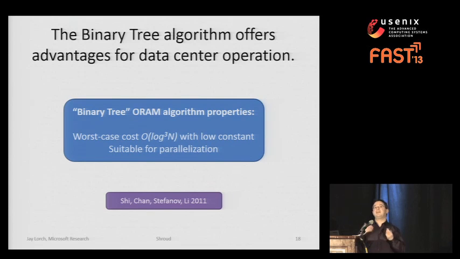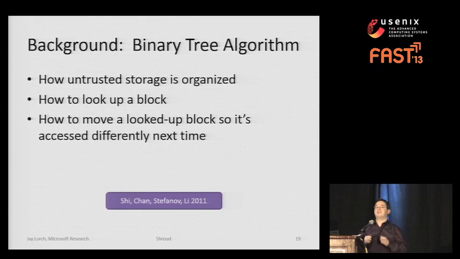algorithm. This is the one we adapted for parallelism for Shroud. And there are two main reasons we chose this one. First of all, it has the same worst case performance as average case performance. So there's none of this, the data center goes offline for a week working on one request. Another thing is, as you will see, it is very amenable to parallelism. So this was first proposed by Shi, Chan, Stefanov, and Li in 2011, and it goes like this.